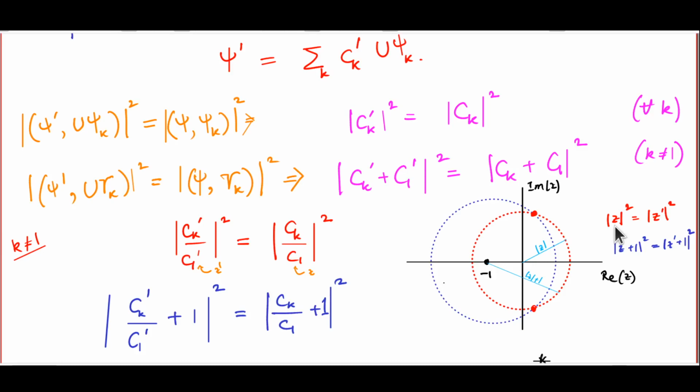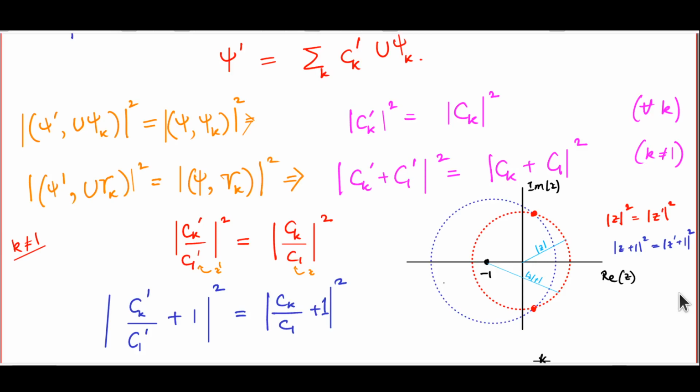If you denote ck by c1 by z and ck prime by c1 prime by z prime, the first of these two equations simply tells you that z mod square equals z prime mod square. Geometrically, that means both the points z and z prime lie on the same circle centered at the origin. The red dotted circle that you can see on the screen, both z and z prime must lie on that circle. On the other hand, the second equation becomes z plus 1 mod square equals z prime plus 1 mod square, which essentially means that the two points z and z prime are both at equal distances from the point minus 1. In other words, they both lie on a circle centered at minus 1. This is the blue dotted circle that you can see on your screen right now.